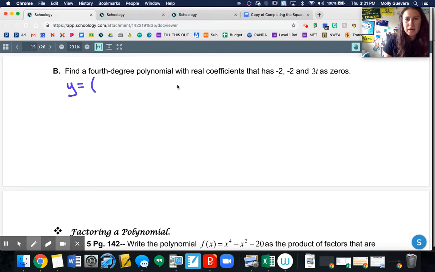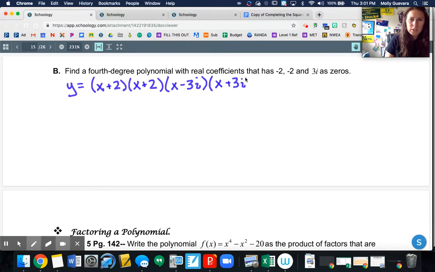So I have negative 2 as a 0, so that tells me that I have x plus 2. And then I also have negative 2 again, so I have 2 of those x plus 2's. And then I have positive 3i, so x minus 3i. And then x minus negative 3i, so that changes it to a plus. Don't forget that whatever complex 0 you have, the conjugate of that is also a complex 0.